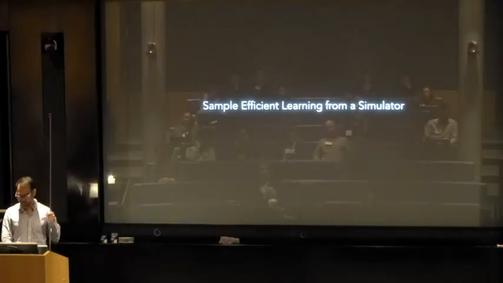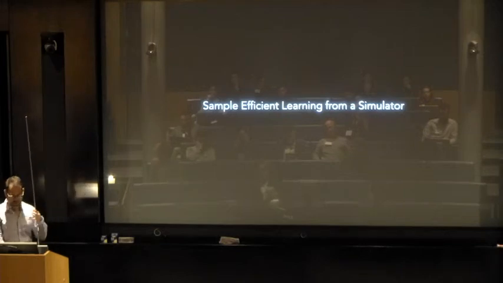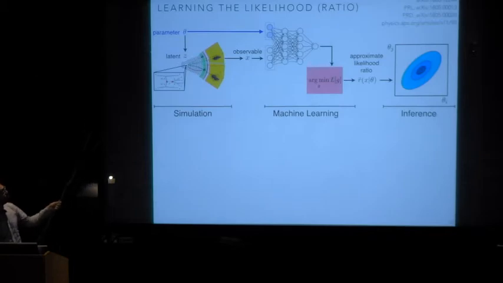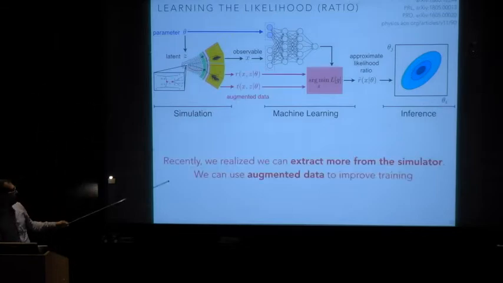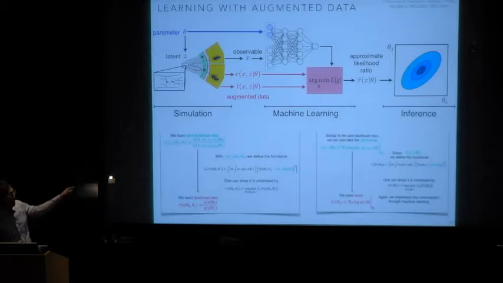I'll say one last thing, and I'll be done. I haven't said anything about how you train these things. When you have the simulator, usually the idea is you run the simulator, you make some observed data, you fit your neural network or something. But since we're physicists and we wrote the simulator, we can do a little bit more. And we realize that even if the simulator is non-differentiable, you can keep track.